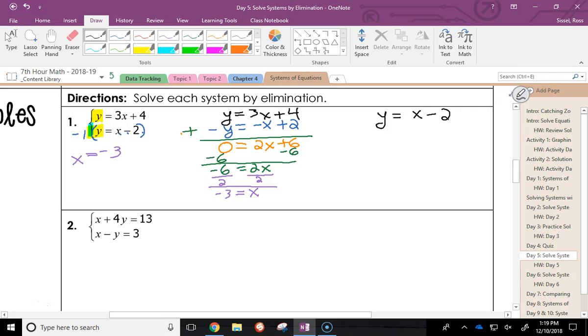I want to solve for y, so I'm going to substitute in x. And for x, well, we just solved it. It's a negative 3. So I would say y equals, instead of x, negative 3, and I still minus 2. Well, negative 3 minus 2 is negative 5. Y equals negative 5.